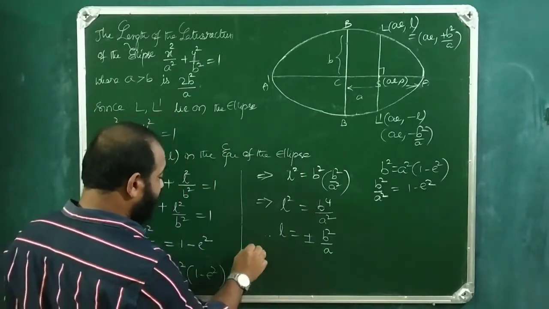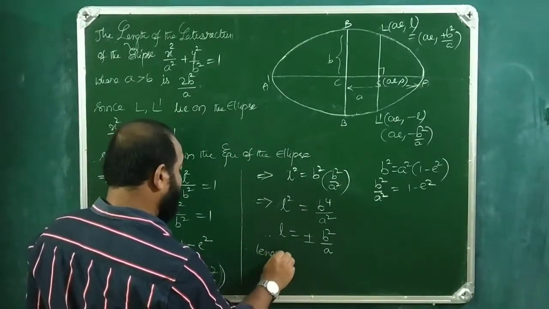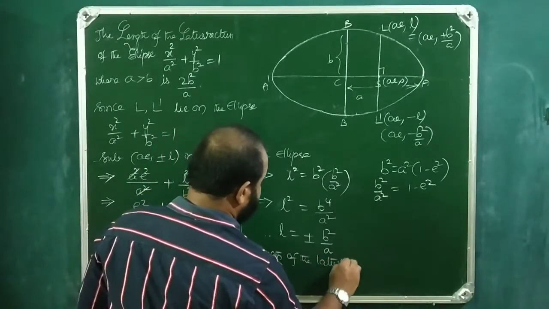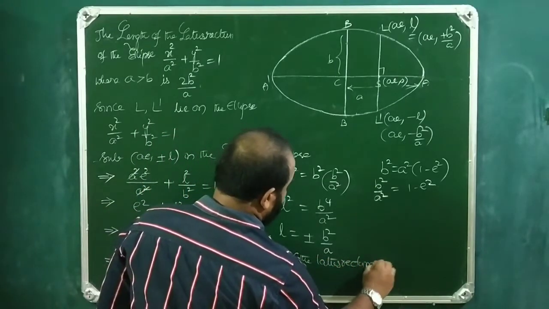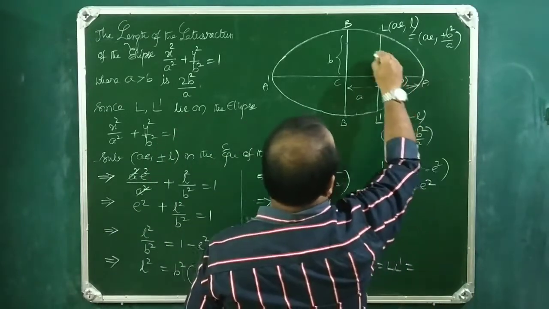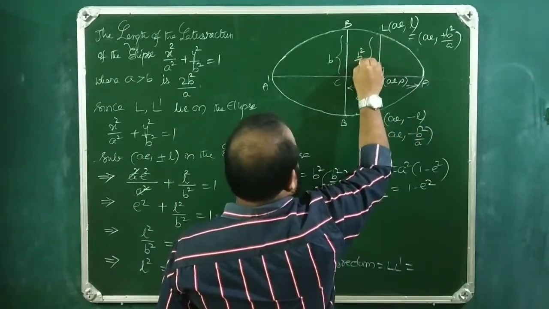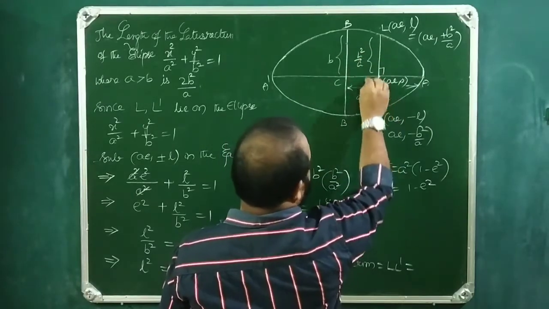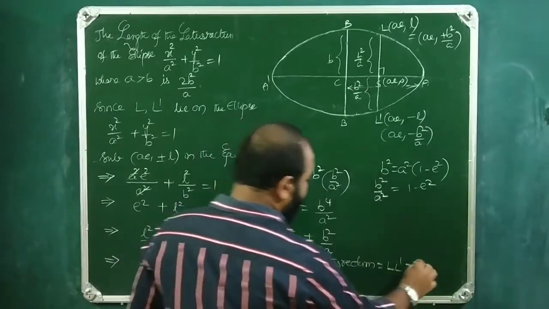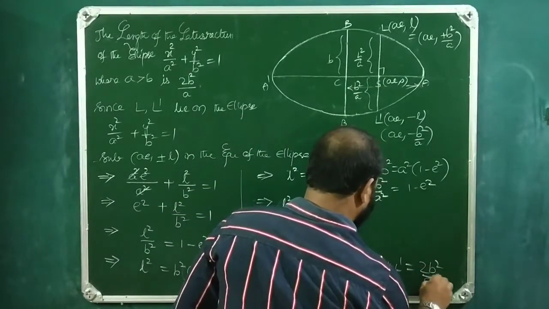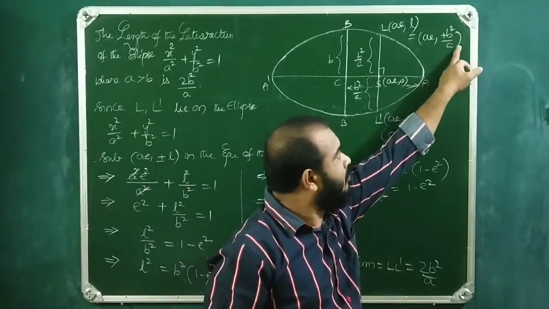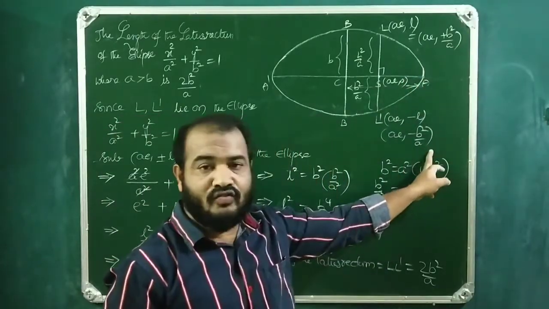Therefore, the length of the latus rectum L dash is b square by a plus b square by a. Totally this is 2b square by a. And the ends of the latus rectum are a e comma plus b square by a and a e comma minus b square by a.